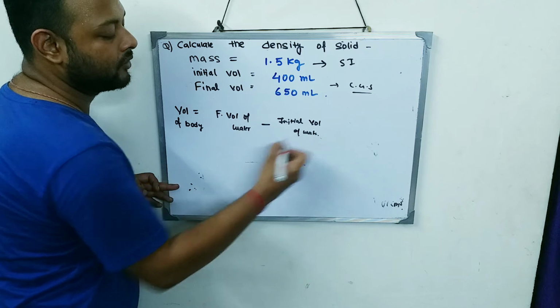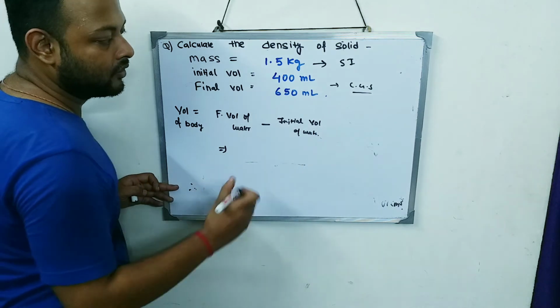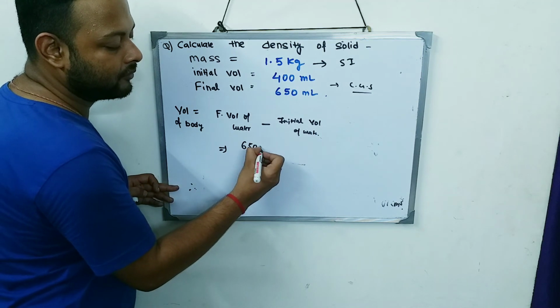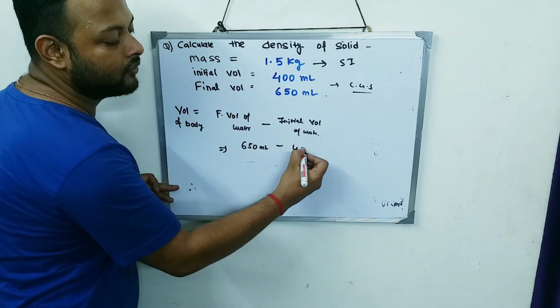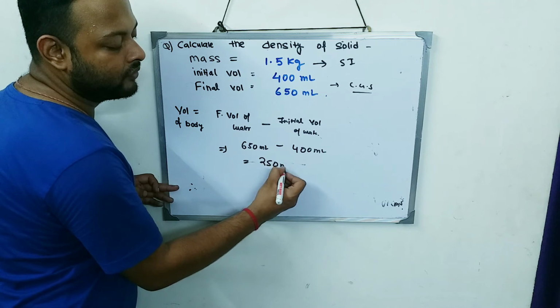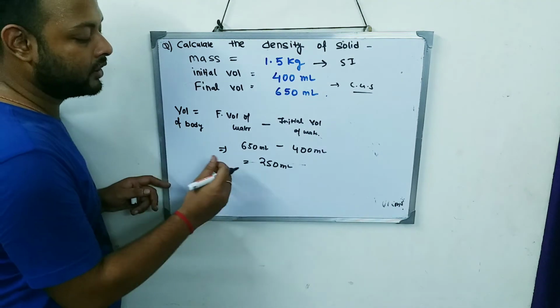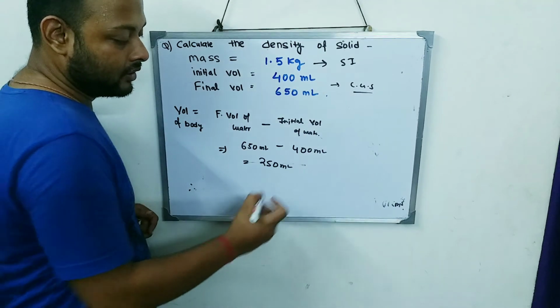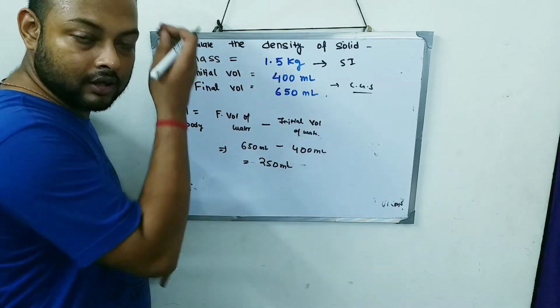This is the formula. Now what is the final volume of water? Final volume of water is 650 ml. Initial volume is 400 ml. And the difference is how much? 250 ml. So volume of the body is equal to 250 ml.